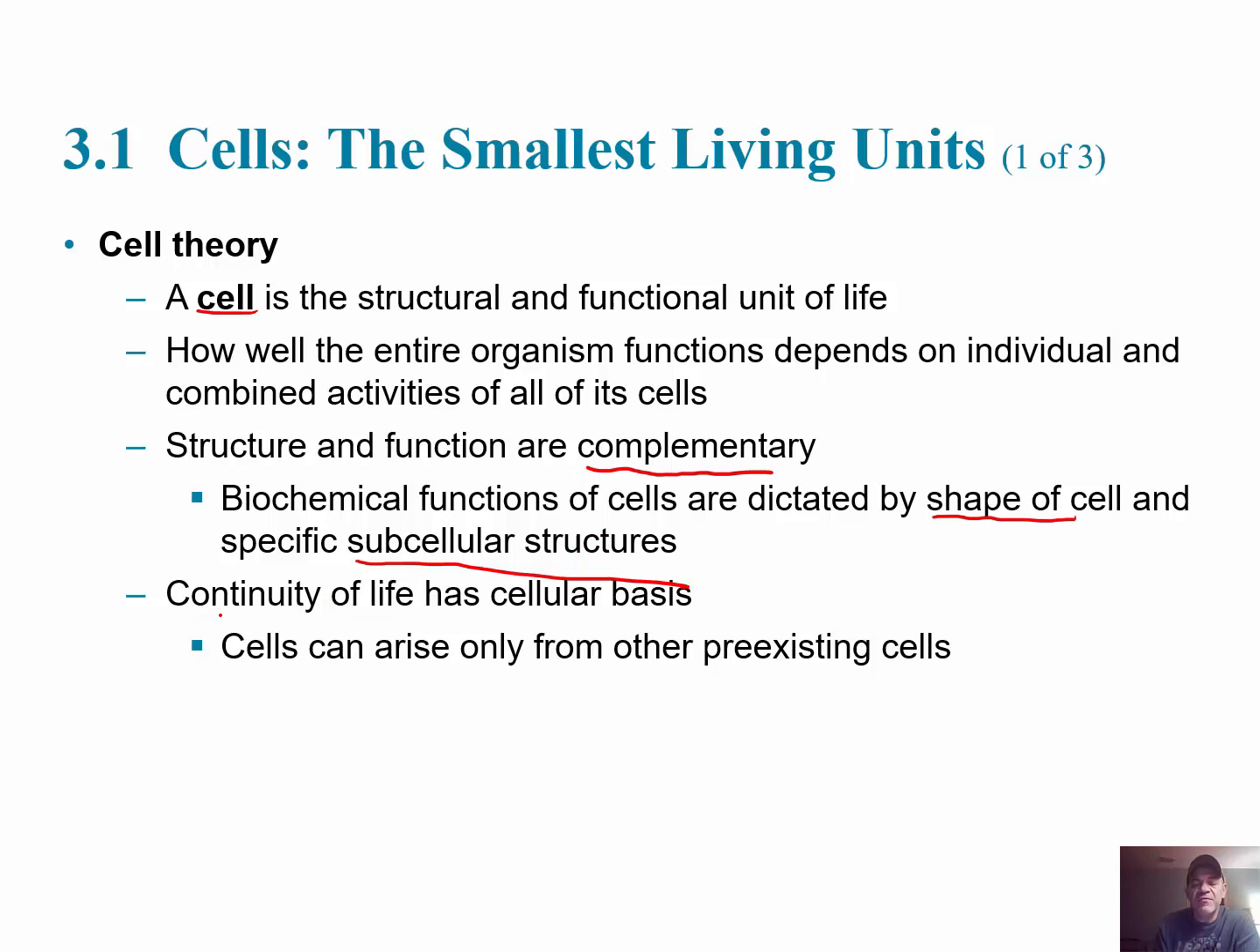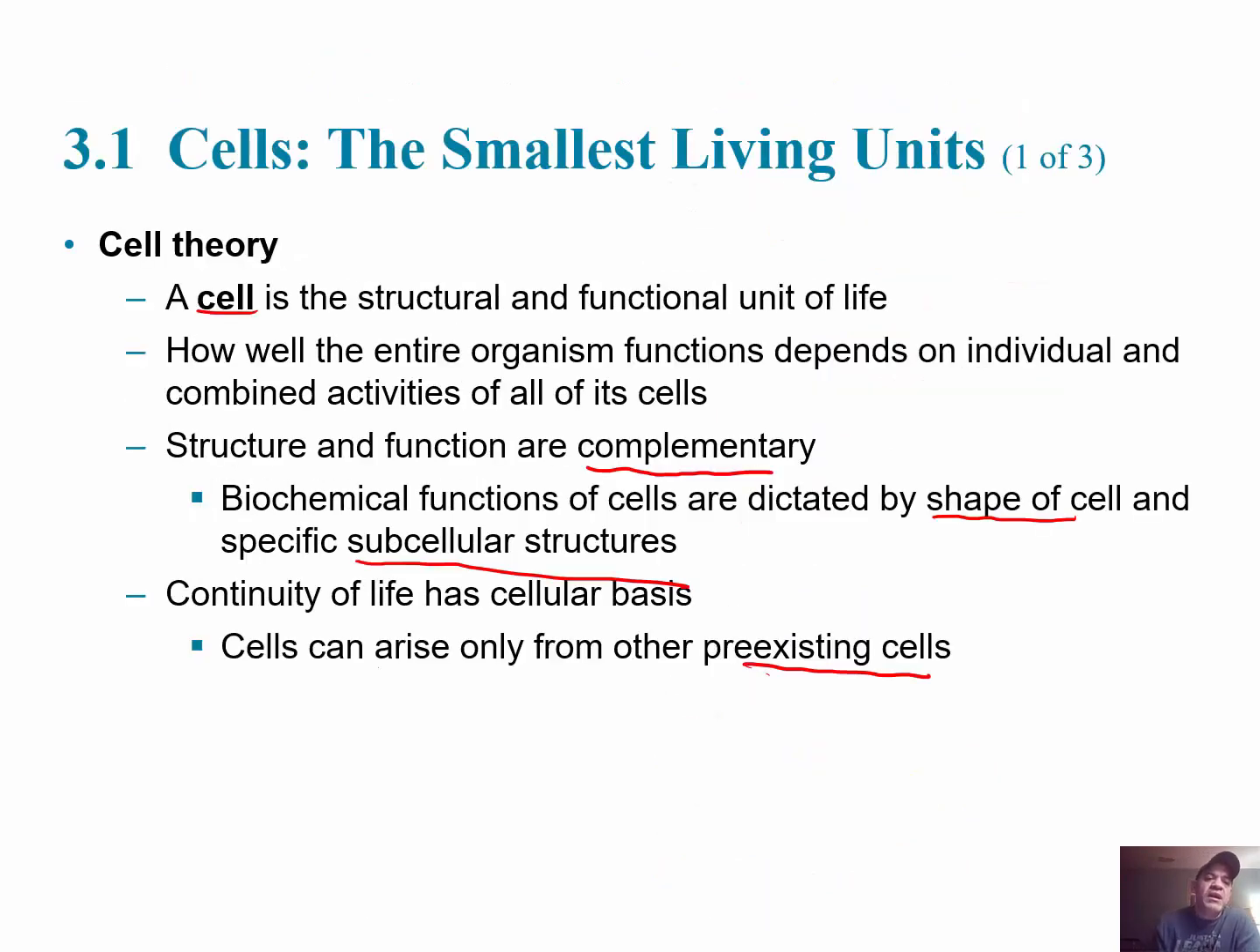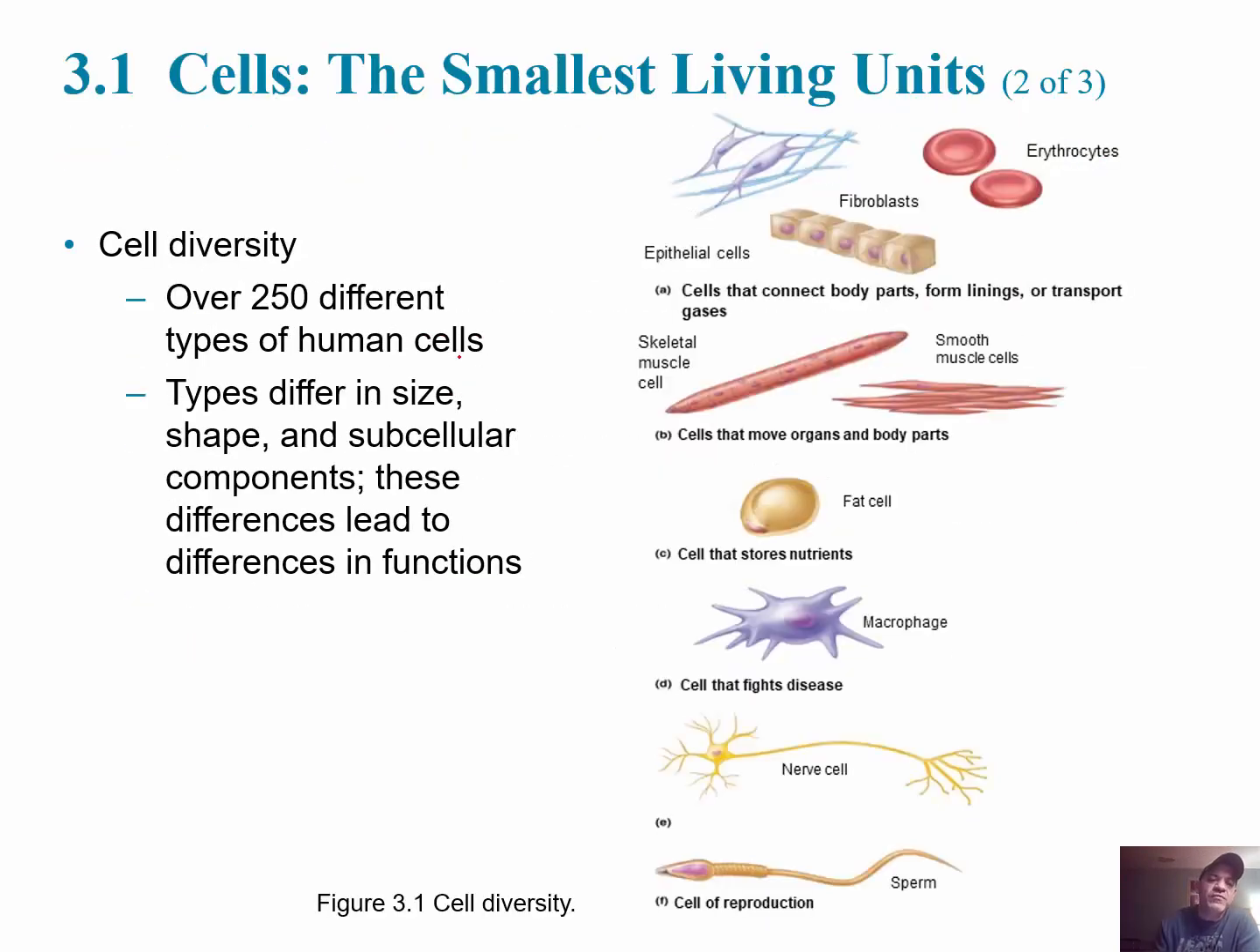And then another big idea from cell theory is that you cannot get cells unless you have pre-existing cells. So that's for the continuity of life, or life to continue. Only cells can arise from other cells. So you must have pre-existing cells to get other cells. So looking at cell diversity, we have over 250 cell types in the human body. So that's 250. And the types differ in size, shape, and subcellular components. And these differences lead to differences in their functions.